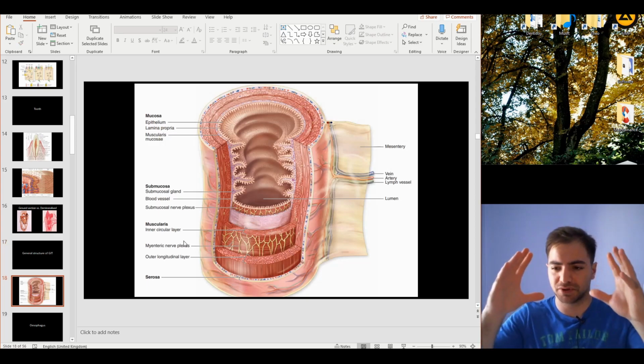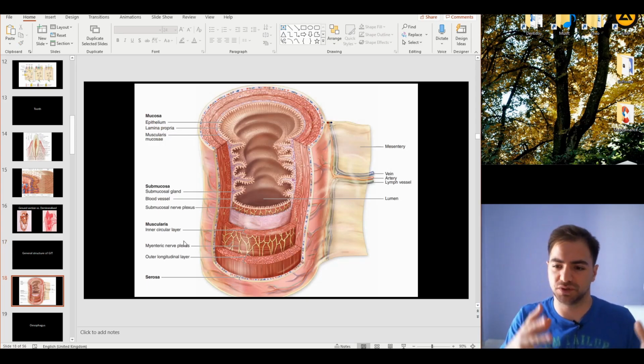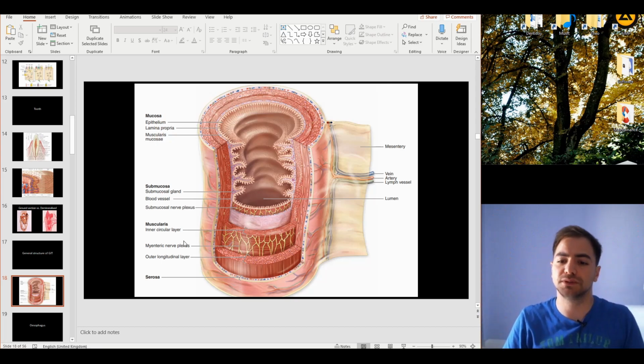So let's talk a bit about the general structure, and then we should specialize and actually visualize the differences between the different portions of the GIT. So first, we have the mucosa. The mucosa is the layer that covers up the whole lumen. For example, let's talk about the esophagus, just a second.